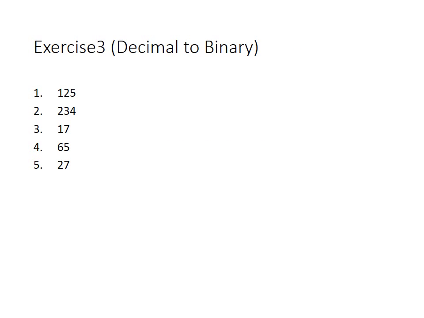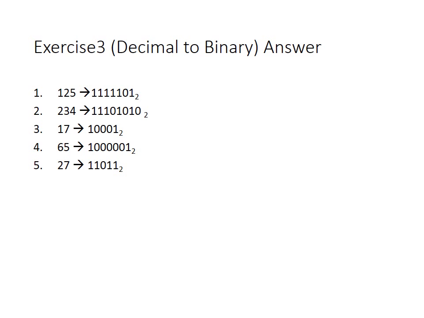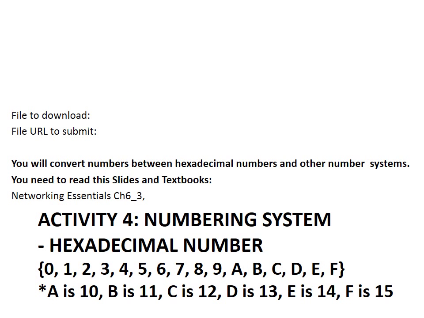Practice these with paper and pencil. For 125, you should start with 64. For 234, you should start with 128. For 17, you should start with 16. For 65, you should start with 64. For 27, you should start with 16. This is the answer. Now let's talk about hexadecimal number.